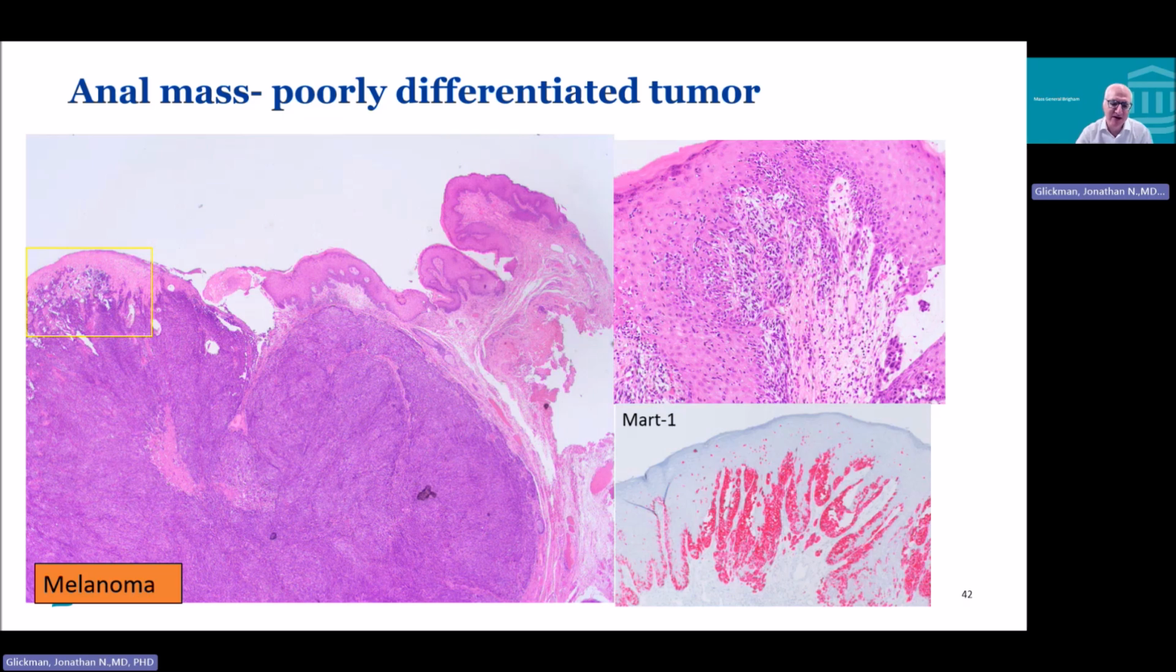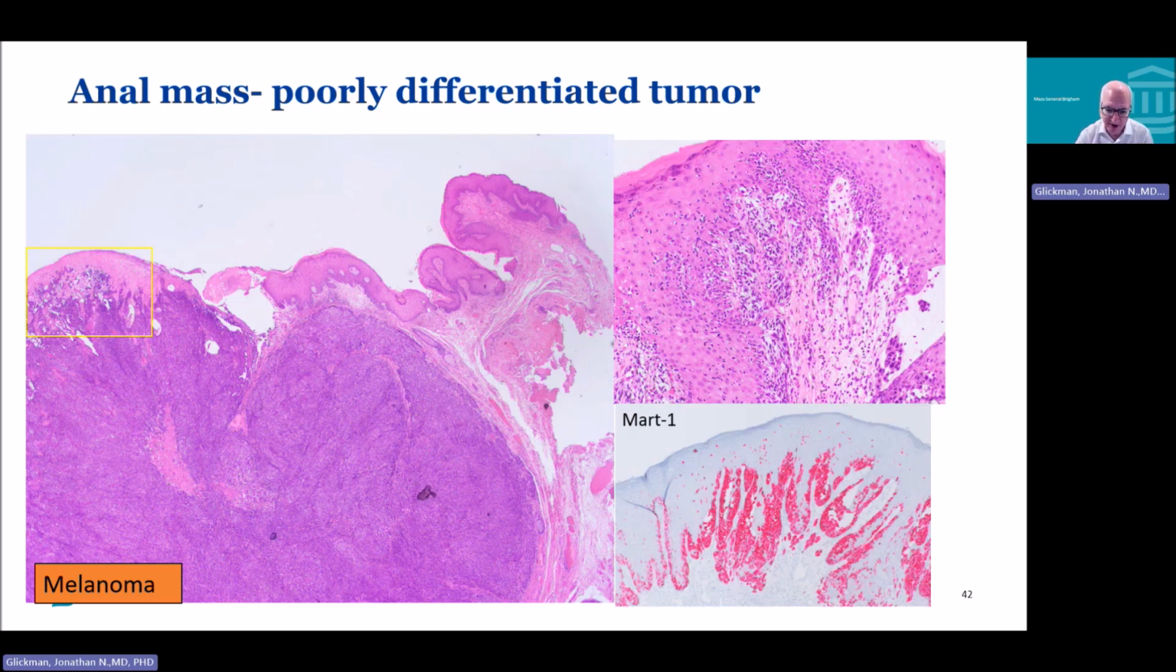So here's an example of an anal mass that was removed. This is also a poorly differentiated tumor with very solid cells, so there is a fairly wide differential for this. But one clue is that if one looks at the squamous epithelium overlying it, there's some junctional melanocytic activity. So we see some lentiginous spread, also some nests. These are highlighted by the MART1 immunostain. So this is in fact an anal melanoma.